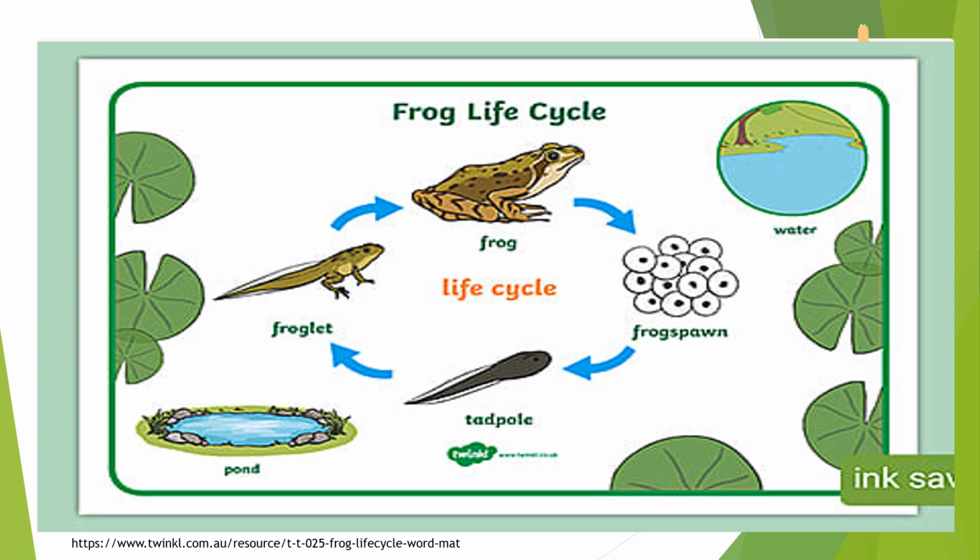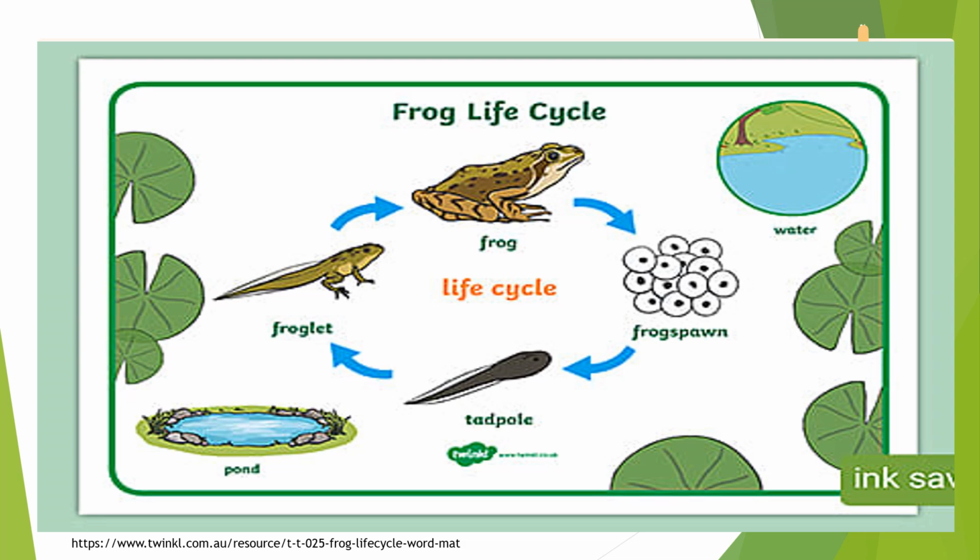Okay, so as they grow, tadpoles start developing back legs, then front legs. Their tail begins to shrink, and they slowly start to look more like frogs. At this stage, they're called froglets. Froglets can live both in water and on land, although they're still pretty small.